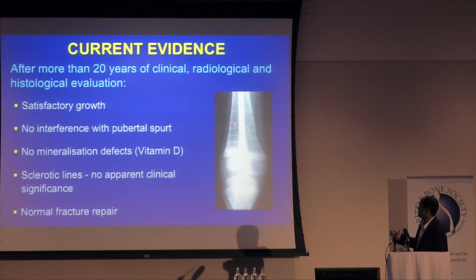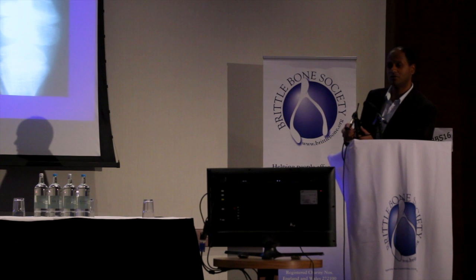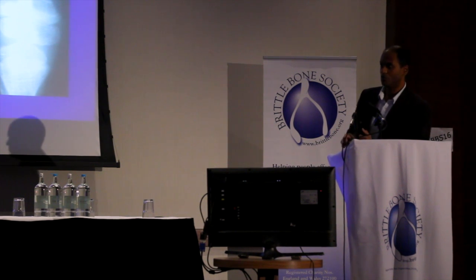There are these sclerotic lines which develop. These are calcified cartilages, which develop on bones because of bisphosphonate therapy, but they don't have much clinical significance. And there is normal fracture repair. If there is a minor fracture, we don't stop bisphosphonate therapy, but obviously if there is a major displaced fracture, we tend to delay infusion of bisphosphonate therapy by a few weeks.